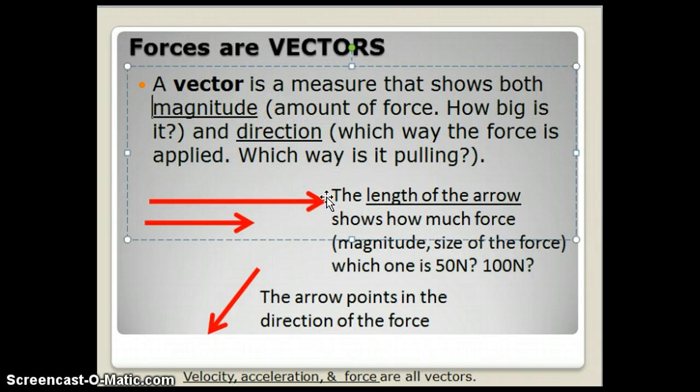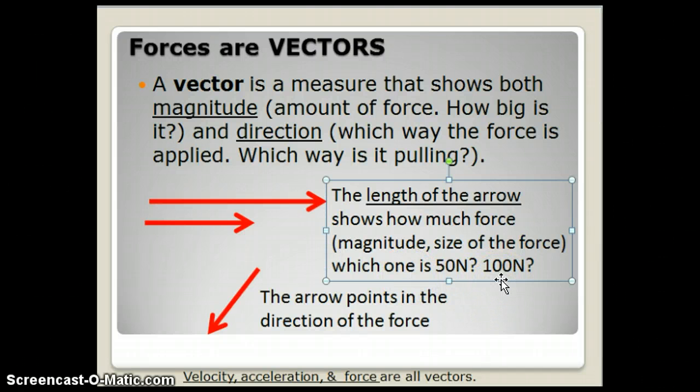So we have different ways that we're going to draw the arrows. The length of the arrow, so these two are examples of two different forces. The length of the arrow shows how much force there is, the size of the force, the magnitude of the force. So if we're looking at this example right here, and the question is which one is 50 newtons and which one is 100 newtons, we would say that the shorter arrow here would be the 50 newton force, and the longer arrow would be the 100 newton force. And you see that this longer arrow is about twice the length of the shorter arrow. So we represent the magnitude or the size of the force by how long the arrow is.